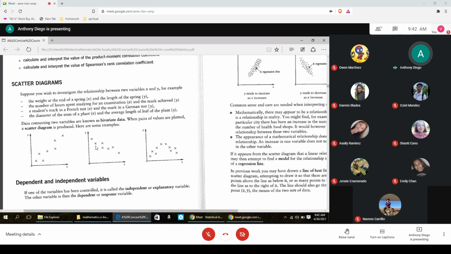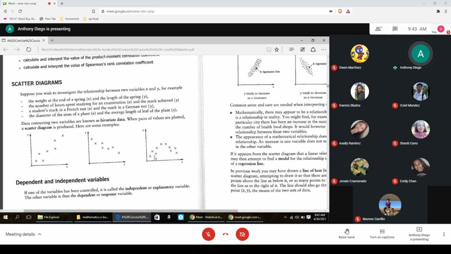If you notice this one here, as the value of x increases, the value of y tends to decrease, or y tends to decrease as x increases, and this is known as a negative correlation. And in this case, if you notice, the points are said to be haphazard. They seem not to decrease or to increase. So there's no correlation for that particular type of graph.